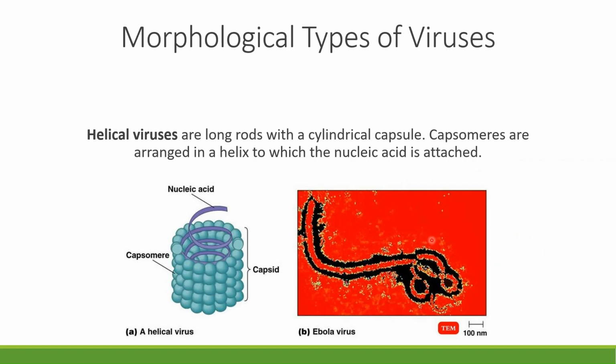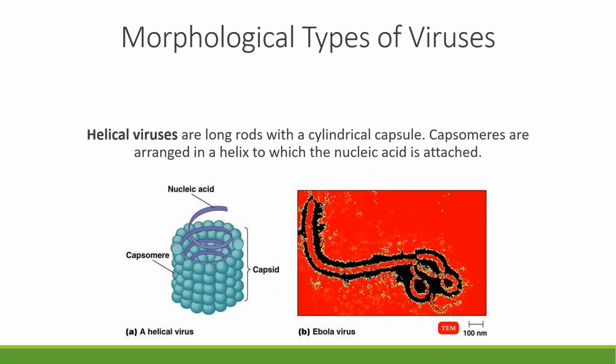There are different morphological features for viruses, just like with any cells. One of which is called the helical viruses, and the Ebola virus is probably the typical example of a helical virus. They are long rods. They tend to have a cylindrical capsid. Here's the capsid. You can see that it's going to follow along that nucleic acid for its whole length. And the capsomeres are arranged in a helical pattern. So you can see they kind of go in this helix around here. And the nucleic acid is attached inside.